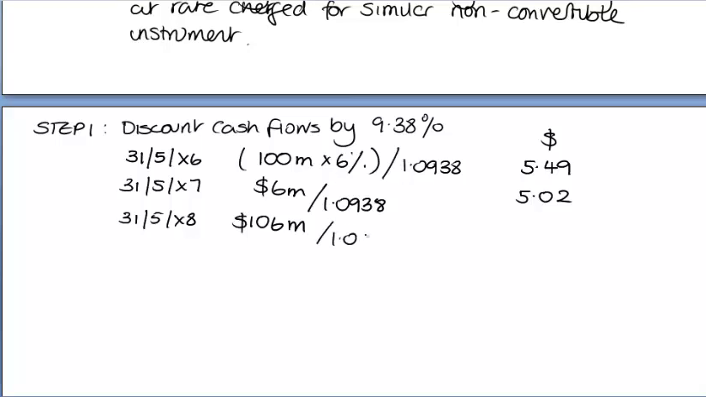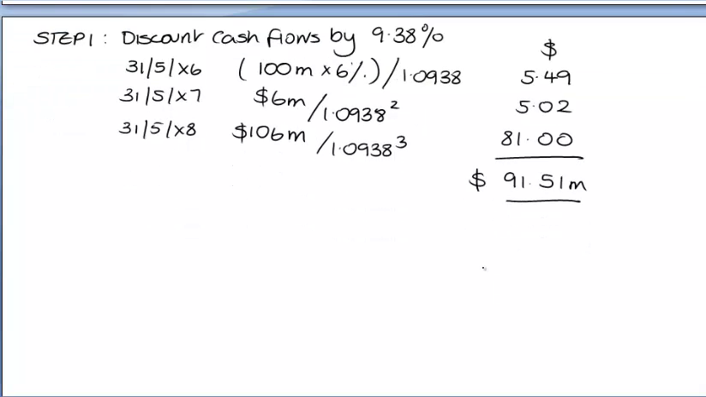So I'm going to discount that for 3 years. That gives 81.00 total. So that gives a grand total of 91.51 million.